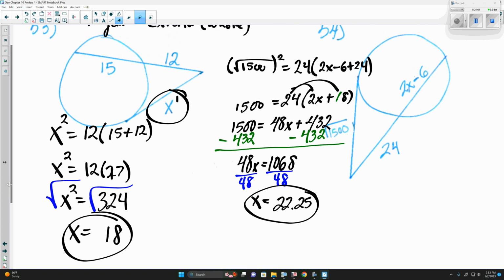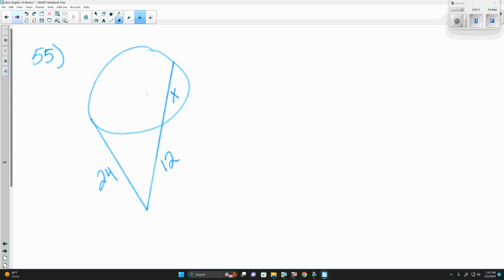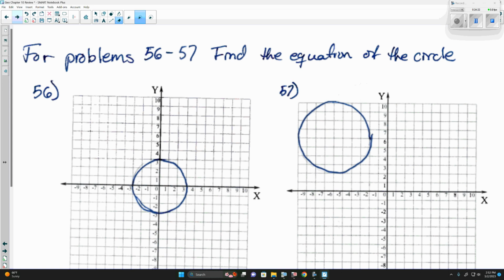Any questions on 53 or 54? We're ready for the next two. Questions on 55. 55 and 54 are the same except the tangent's not a radical. Questions on 56 or 57?